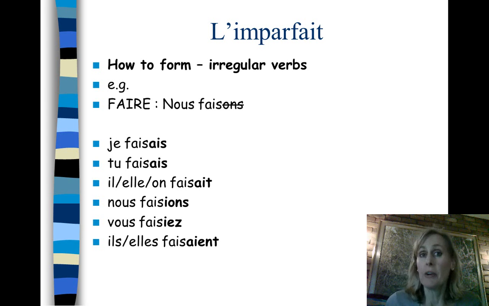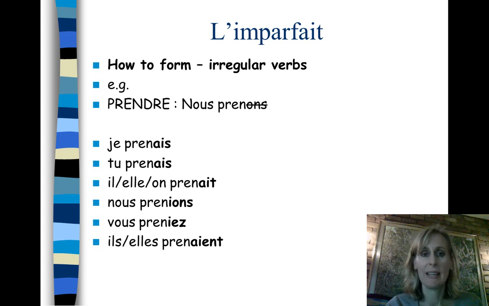What happens if we have an irregular verb? Same thing. We just take the present tense of the nous form. This means, of course, we need to know our verbs very well. Let's take faire, for example. Our present tense is nous faisons. So we remove the ons, as per usual, and we add the imperfect endings. So we get je faisais, tu faisais, il/elle faisait, nous faisions, vous faisiez, ils/elles faisaient.